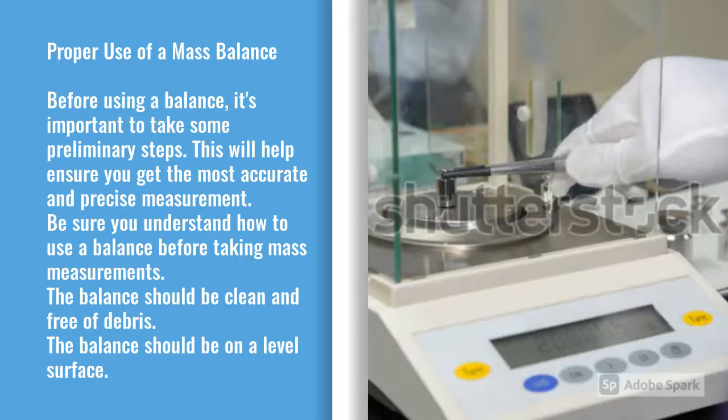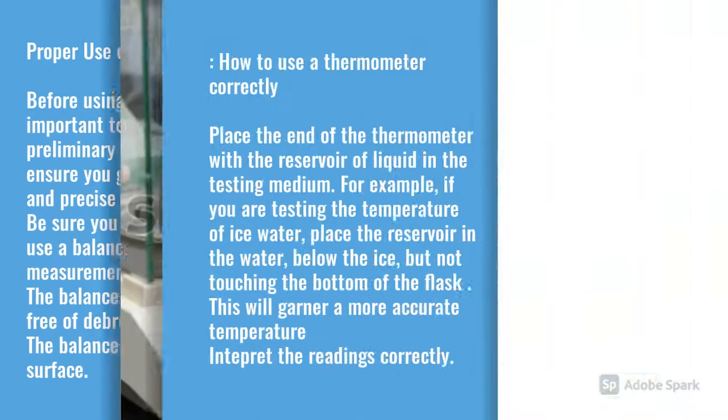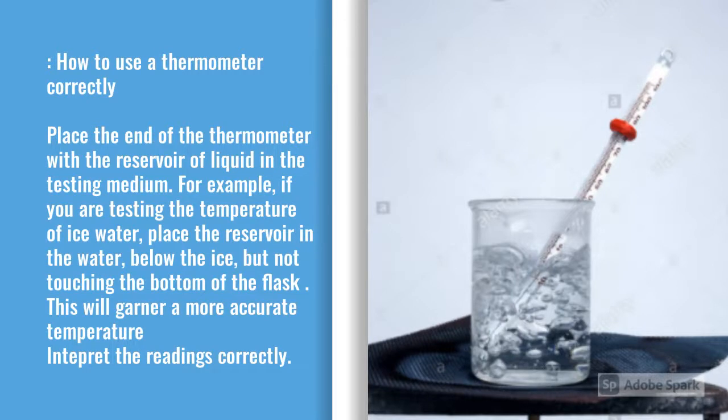Let's now move on to proper use of a thermometer. To obtain accurate results, place the end of the thermometer with the reservoir of the liquid in the testing medium. For example, if you are testing the temperature of ice water, as shown in this diagram, place the reservoir in the water below the ice but not touching the bottom of the flask. Then, interpret the readings correctly.